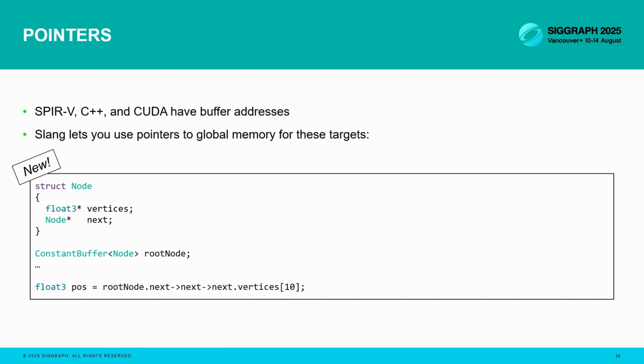Finally, if you're compiling to targets like SPIR-V, C++, and CUDA that support them, Slang will let you use pointers. This makes writing some data structures a lot easier. So for instance, here we're defining a linked list, just as easily as if we were writing CPU code, except this can run on the GPU.